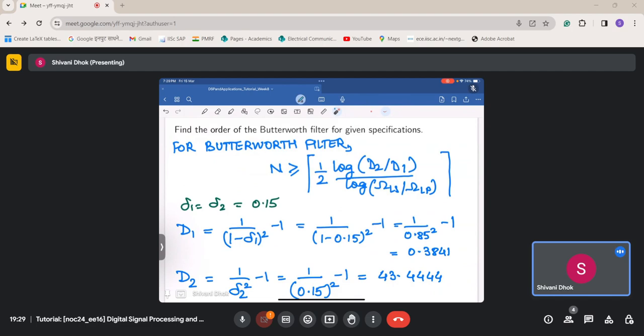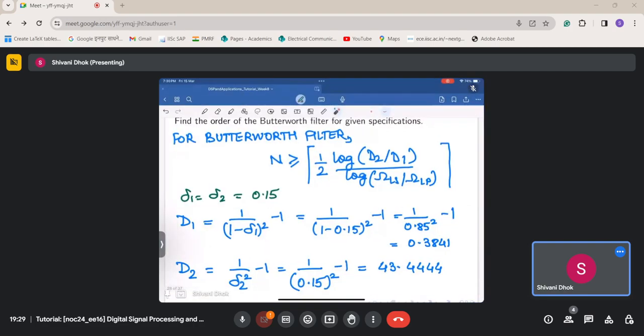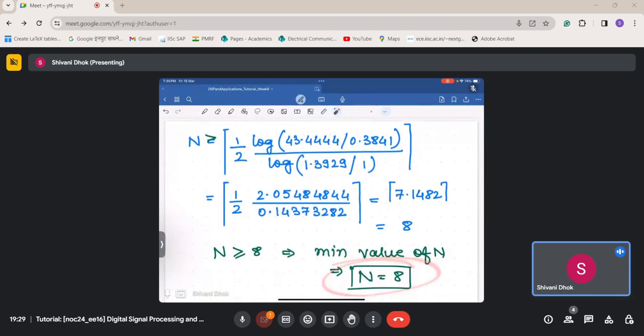And for the given filter, which was Butterworth, this was the formula of the order. Based on the stop band attenuation and pass band attenuation, you can figure out the D1 and D2 values and substitute back in this order equation. And when we solve this order equation, we get a particular value of n equal to 8. This is again the standard process you need to follow.